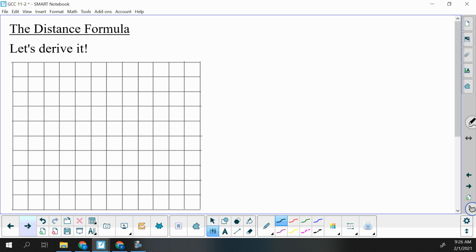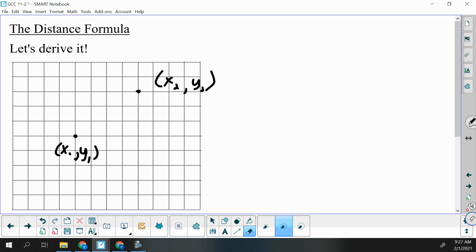All right, next up is the distance formula. And we're going to see if we can derive it using the Pythagorean theorem. So let's plot some random point around here, and we're going to call it x1, comma y1. And we'll plot some random point up here, and we'll call that x2, comma y2. And what we're looking for is the length that is between those.